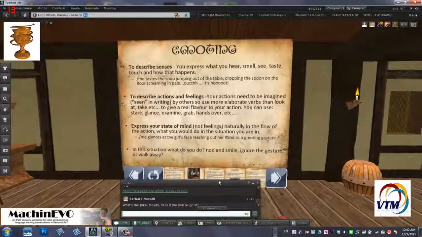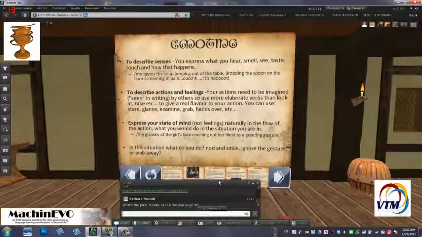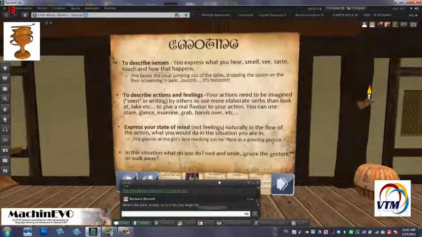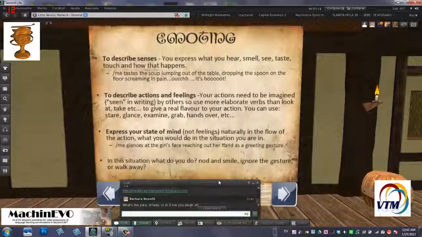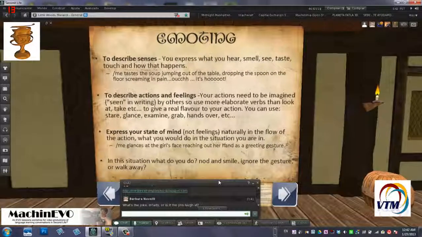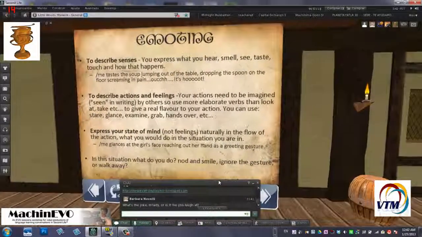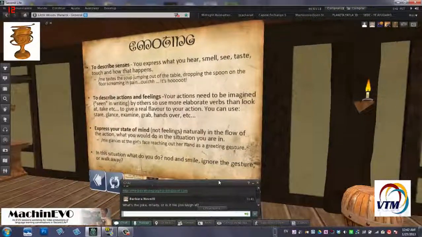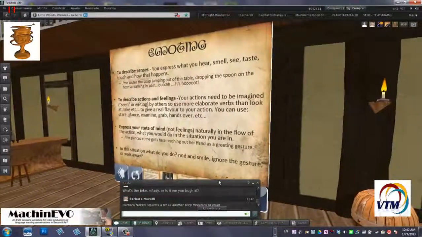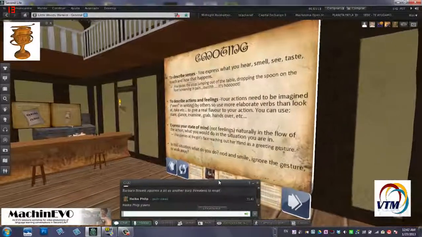So I want you to look at that and think, how are you going to react to this? If this is my hint to you, you are the girl that I am reaching out to greet, how are you going to react to that? Are you going to nod and smile? Are you going to ignore my gesture? Or are you going to walk away?